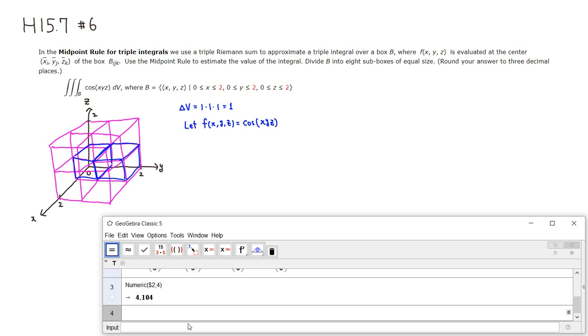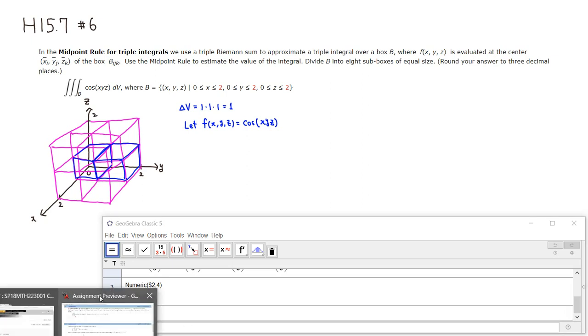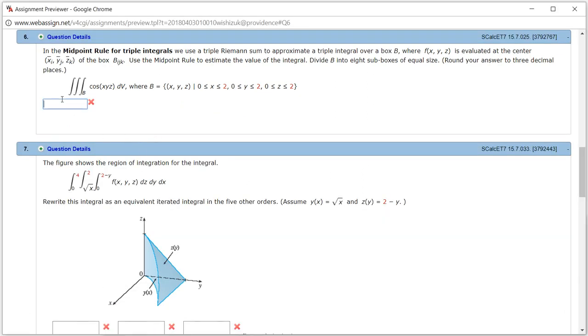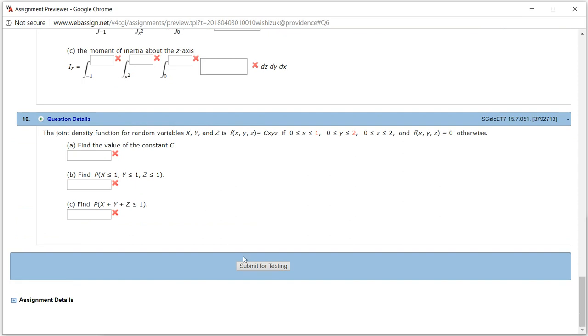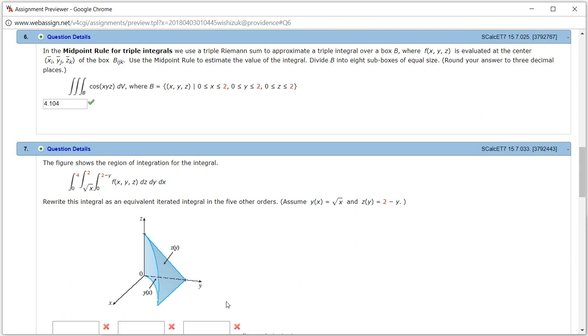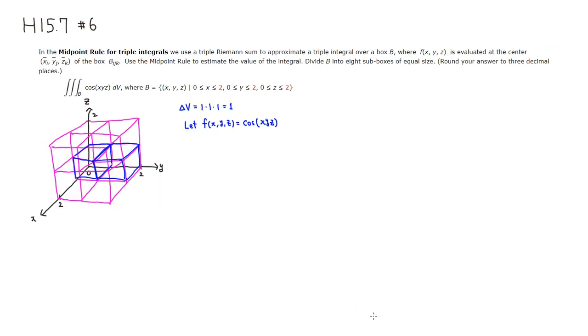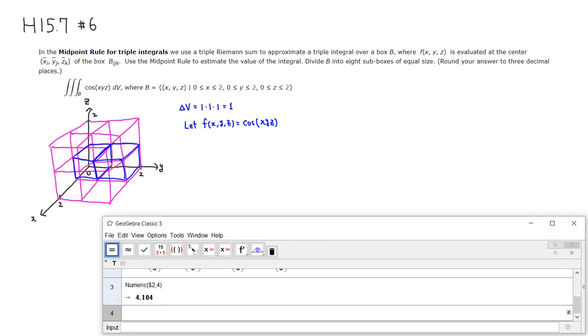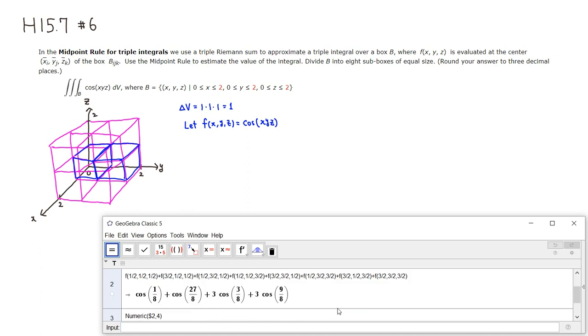So 4.104. I'm going to go up here, enter 4.104, check the answer, and submit for testing. It came back and looks like we got this one correctly. That's it. I hope this was clear.